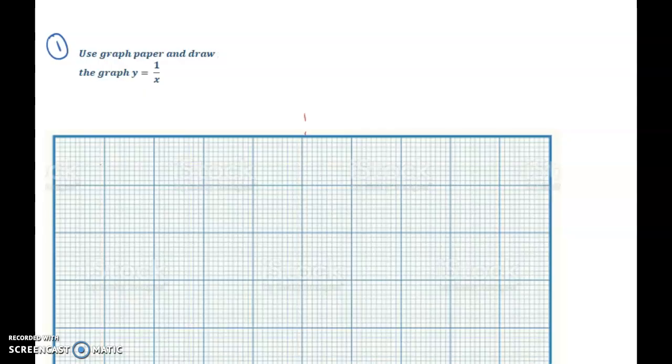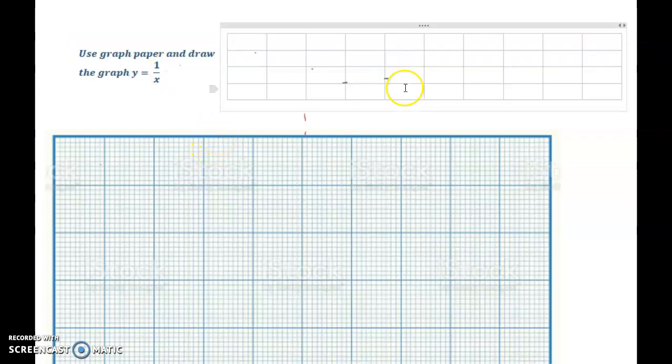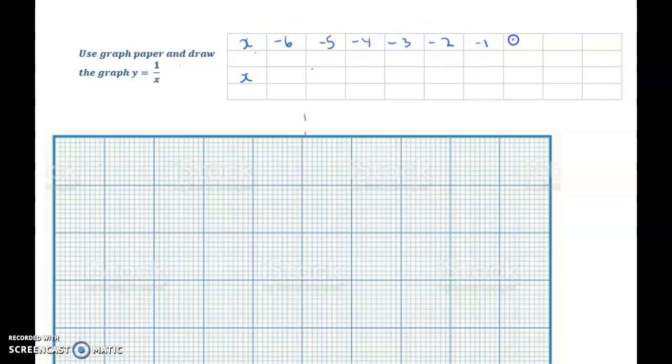So this is my first one. Use graph paper and draw the graph of y is equal to 1 on x. Now before I do this, I need to get my x and y values, right? They didn't specify where they want my x values ranging from and to, so I'm going to assume they want x values from, say, -6 to +6. So I'm going to do up a blank table like this and just keep filling out the values until I get up to +6.